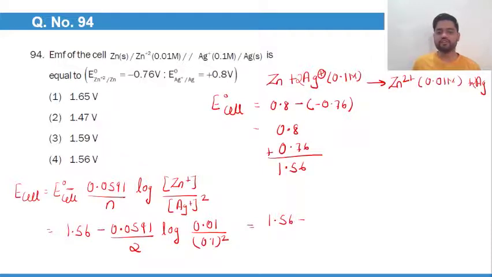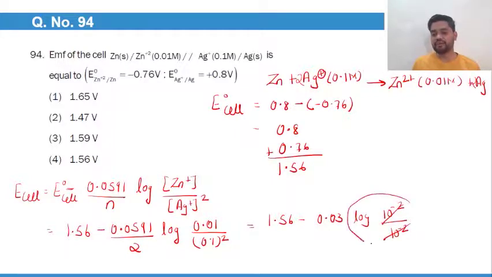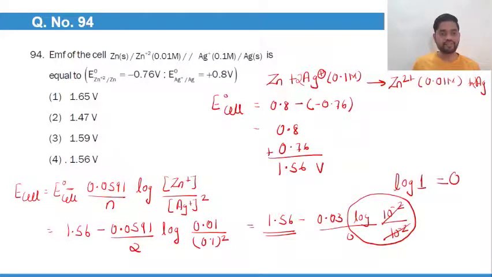So 1.56, if I take 0.06, it will be approximately 0.03 log of 0.01. I'll take it as 10 raised to minus 2, and this is 0.1 the whole square, that is 10 raised to minus 1 the whole square, and that is 10 raised to minus 2, right? So this is log 1, and log 1 is equal to 0. So this entire term becomes 0, and hence the EMF of the cell is equal to the standard EMF of the cell, that is 1.56 volts. Option number 4 is the right answer.